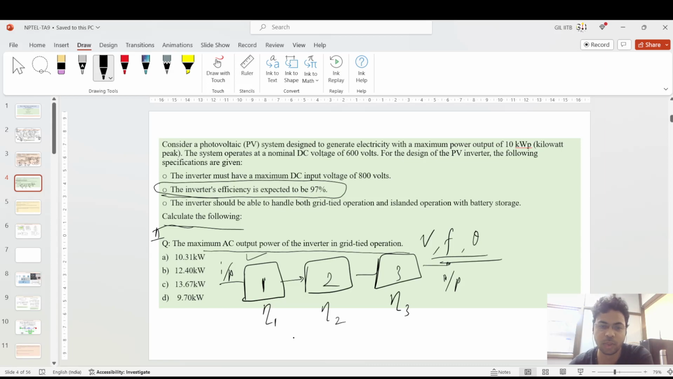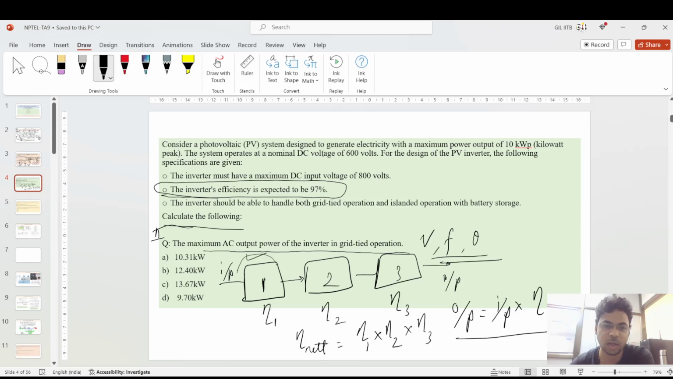Certain efficiencies are involved in all the stages: eta 1, eta 2 and eta 3. For getting the output, what is eta net? That is eta 1 multiplied by eta 2 multiplied by eta 3. So what will be the output? Output is equal to input multiplied by this eta net. Okay, same formula you have to use here.